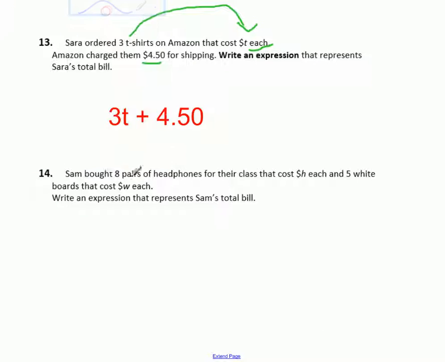Next question says, Sam bought 8 pairs of headphones for their class that cost H dollars each. So again, headphones cost H dollars. I'm buying 8 of them, so I'm going to use 8 H's. Sorry for the terrible handwriting. 8 pairs of headphones cost H dollars each. She also bought 5 whiteboards. We need some extra whiteboards. And the whiteboards cost W dollars each.